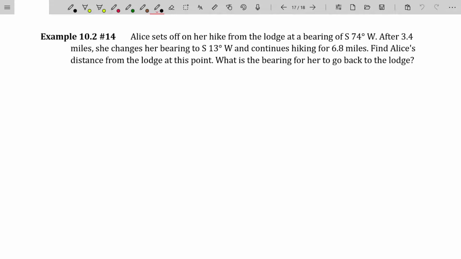Now let's get into some bearing problems. And if you've noticed, I skipped an example because really example 13 was actually the same style of example as example 12. So I just decided to not do it.